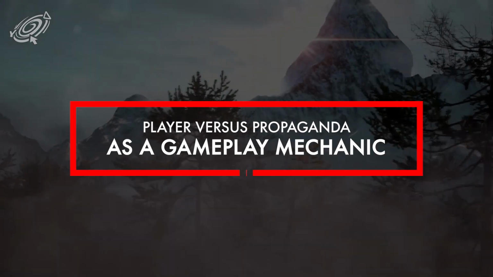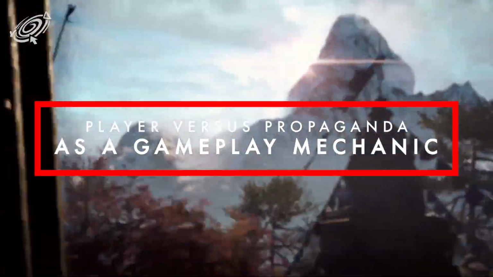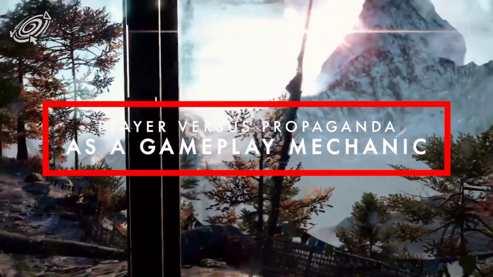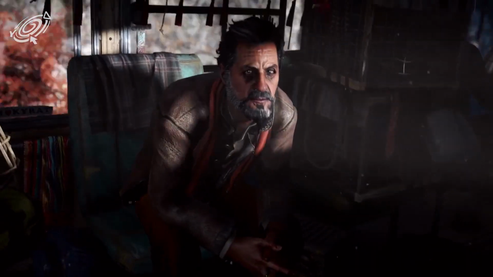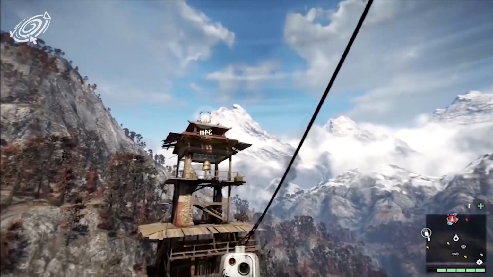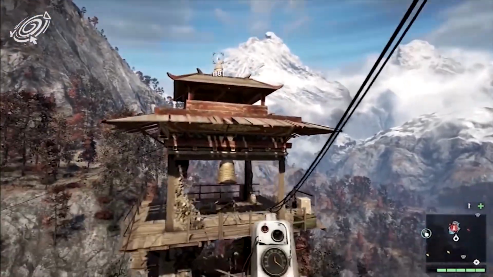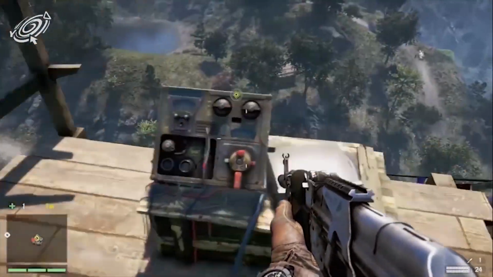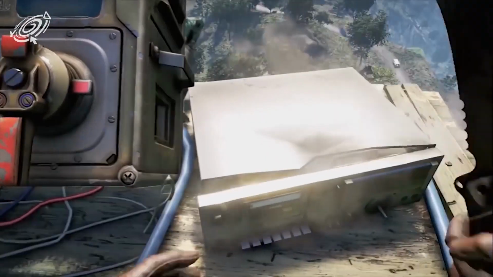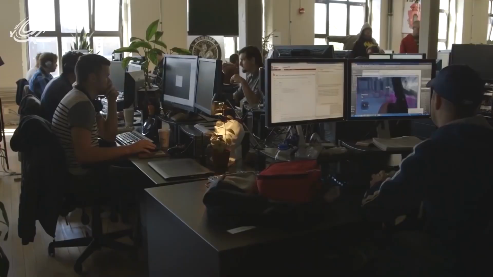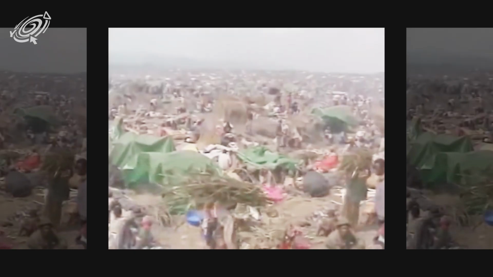Player versus propaganda as a gameplay mechanic. Most of the time, the player fights against the effects of propaganda, but attacking its root cause can be just as effective. In the previously mentioned Far Cry series, the player counters propaganda by destroying radio repeaters and watchtowers. The developers may have been inspired by a historical example.